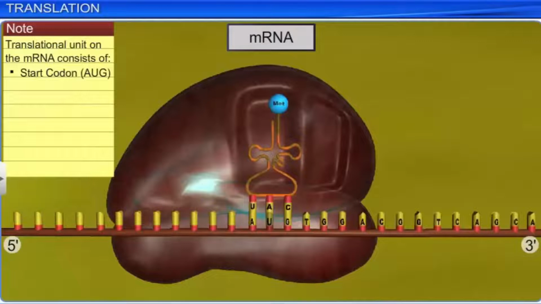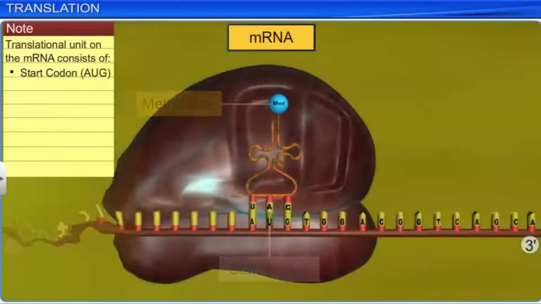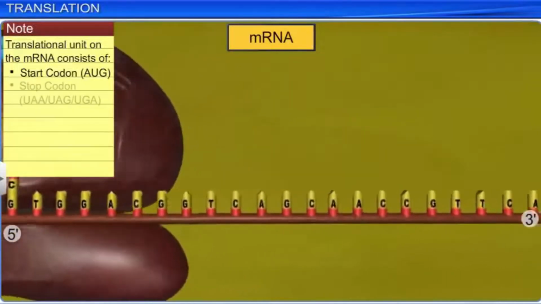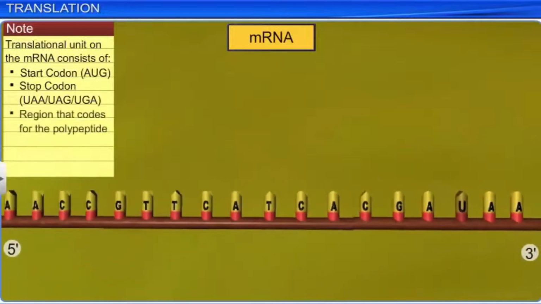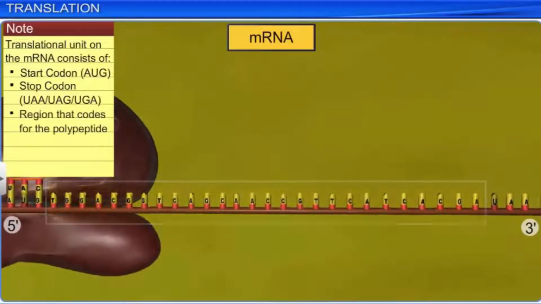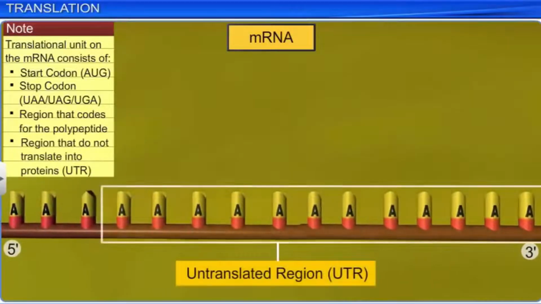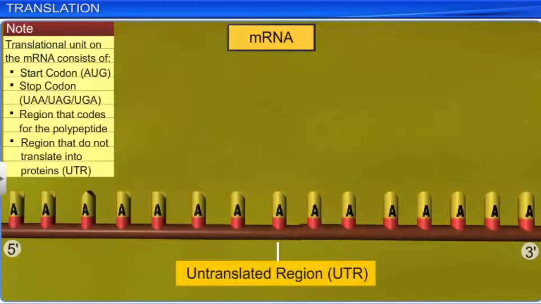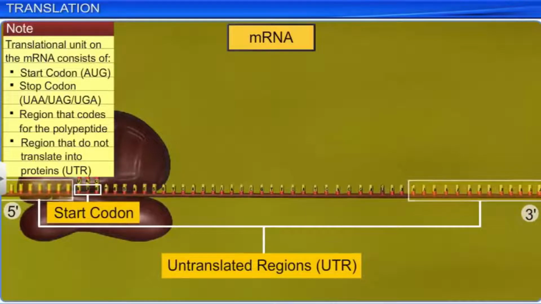Another component in translation is mRNA, which consists of the start codon AUG that codes for methionine, the stop codon, which is either UAA, UAG, or UGA, a region that codes for the polypeptides, and regions that are not translated into proteins called untranslated regions or UTR. These regions are present at both the 5' end before the start codon and the 3' end after the stop codon and ensure efficient translation.